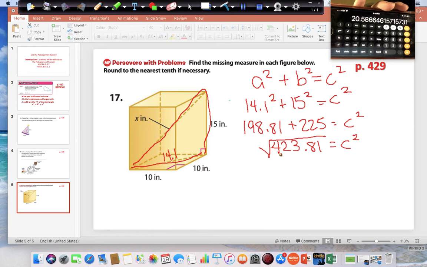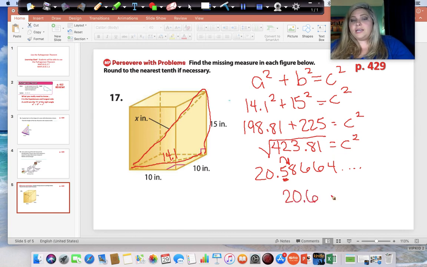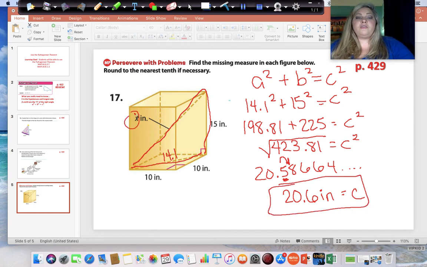Again, we need to round this to the nearest tenths place. So we get a big, long number, and so on. We need to round to the nearest tenth. So I underline the tenths place. I look back at the number behind it. That 8 is enough to bump this up. So our answer is going to be 20.6 inches. And that is our C, which is our hypotenuse. I guess we were actually solving for x now, weren't we? Either way, we were finding the missing measurement.